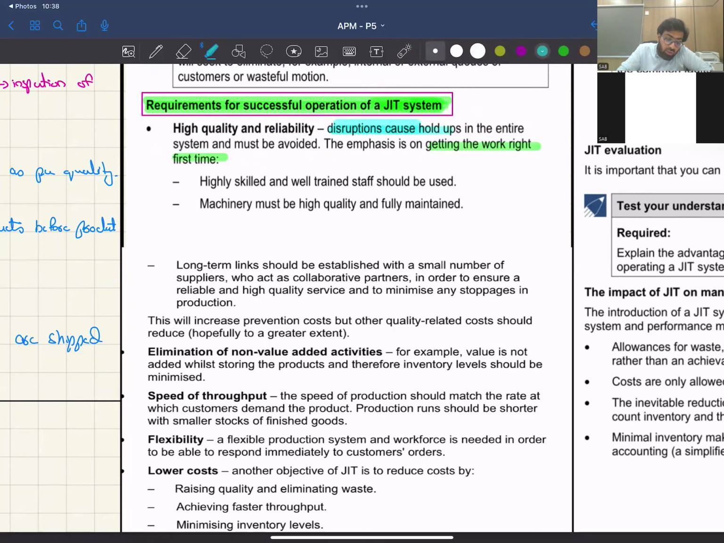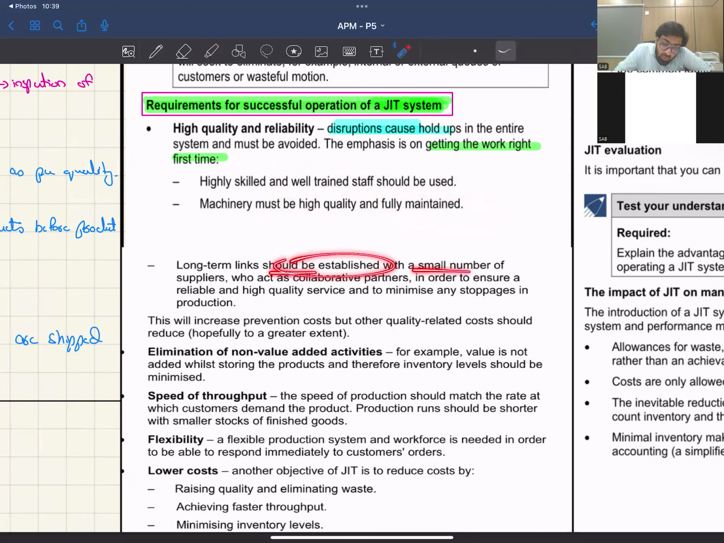Your team should be that strong that they cannot face disruptions. Highly skilled and well-trained staff should be used. Machinery must be high quality and fully maintained.